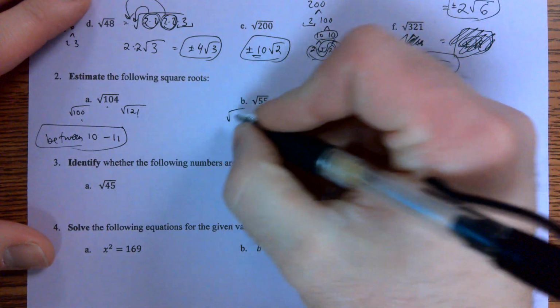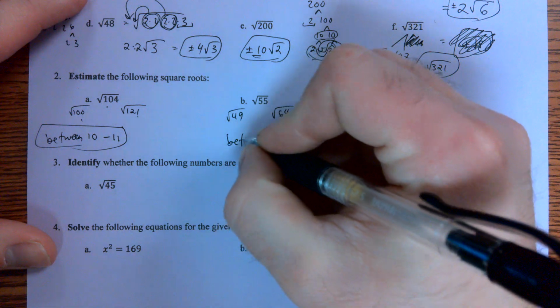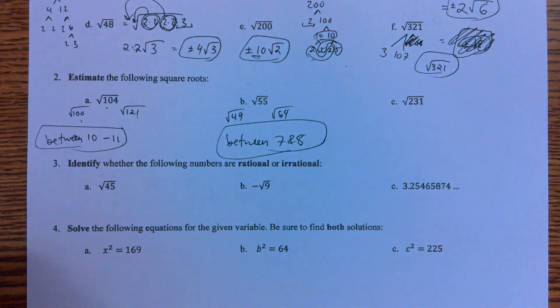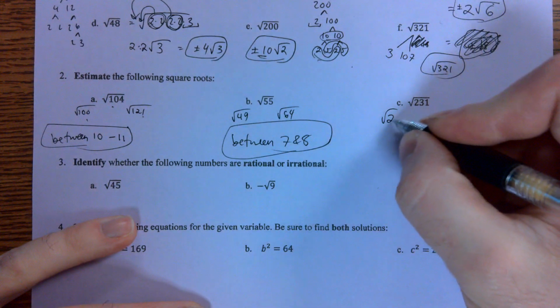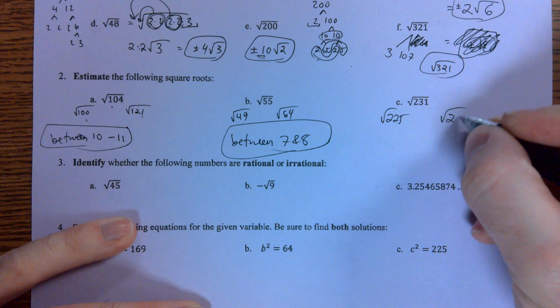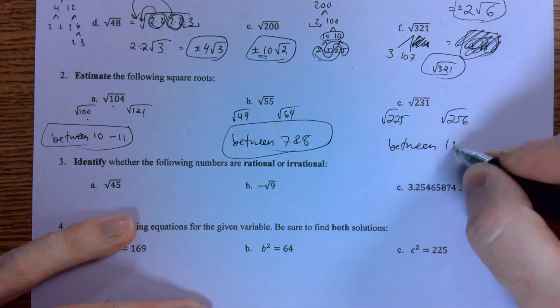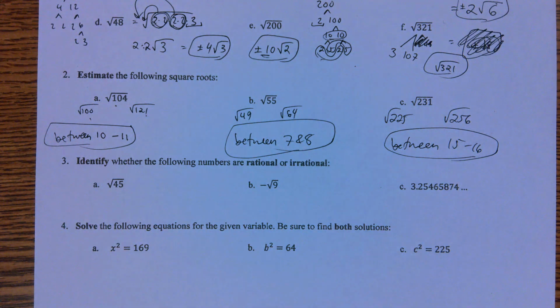Same thing with 55. This is a little bit more than 49, a little bit lower than 64. So the square root of 55 must be between 7 and 8. 231 is just over 225, not quite up to 256, so this is between 15 and 16. Our perfect square charts are going to be super useful when estimating square roots, so make sure you have that glued into your notebook before our test on Monday, all right?